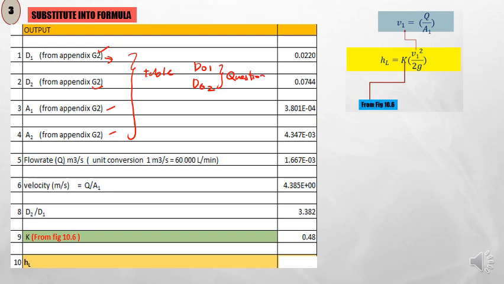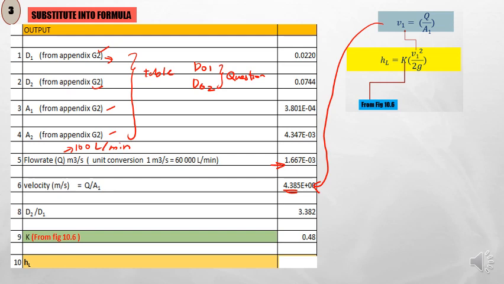Alright, so this one is actually flow rate. Flow rate is originally provided in the question, which is 100 liters per minute. So I need to convert it into SI units, which is meter cubed per second. So this is our flow rate. And then once you get the flow rate, you need to get the V1 here. So this is the formula for V1. Okay, you will get this answer.